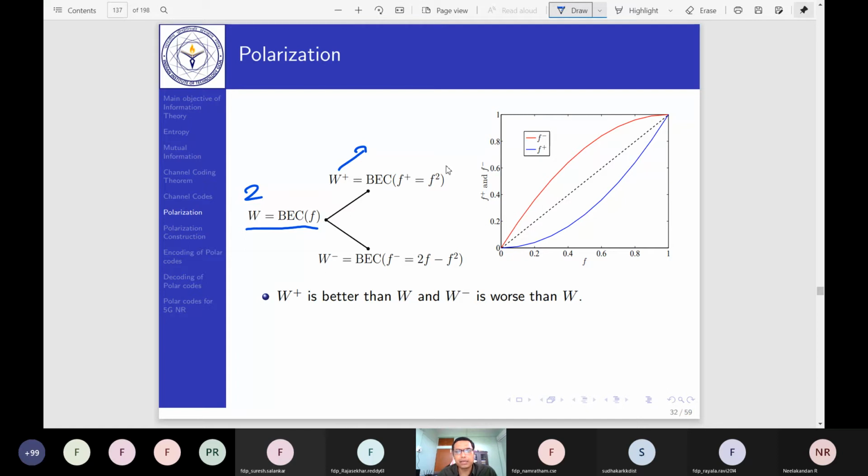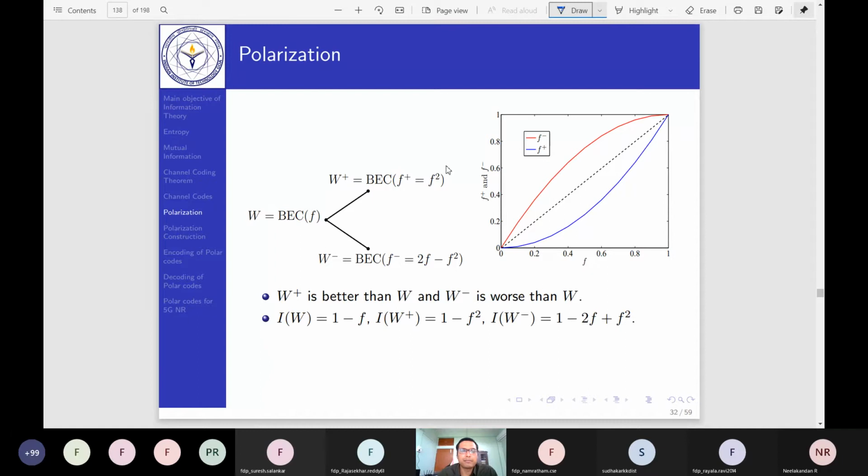However, if you plot F plus and F minus, this red one is F plus, the blue one is F minus, and this diagonal line is F. So you can show that F plus is greater than F, and F minus is lower than F. So we can say that W plus is better than W, and W minus is worse than W. And this can also be verified in terms of the symmetric capacity.